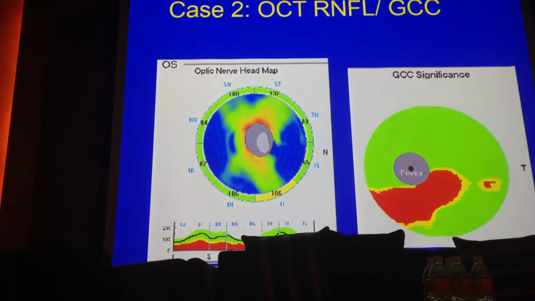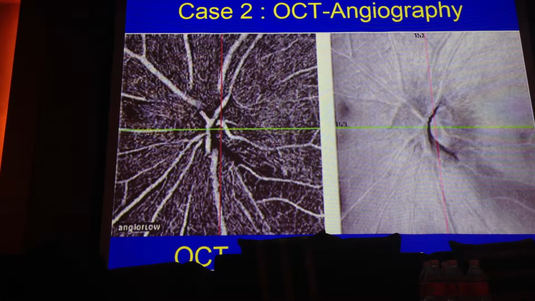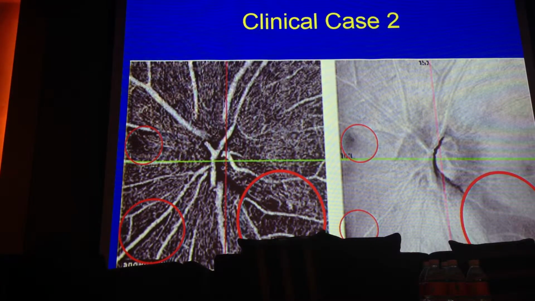Visual field. You can see the GCC and the RNFL on this side. And you can see the response with the OCT angiography. It's just to show you with this case how we can interpret the reduction. You can see that on both images and on the face image in OCT angiography, you can observe the reduction.